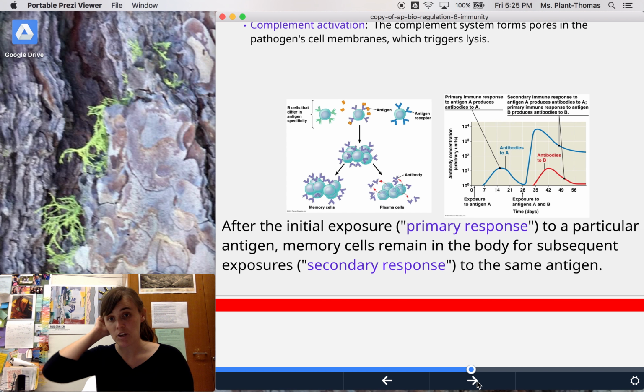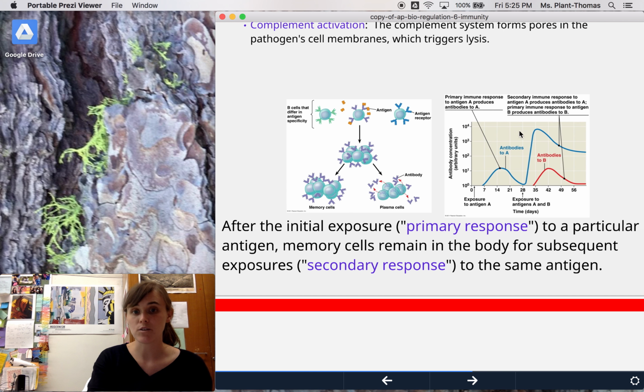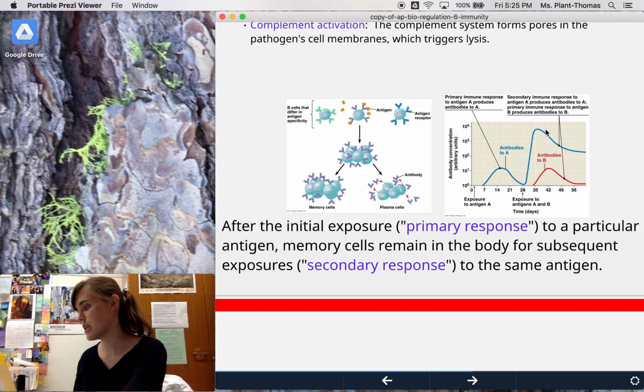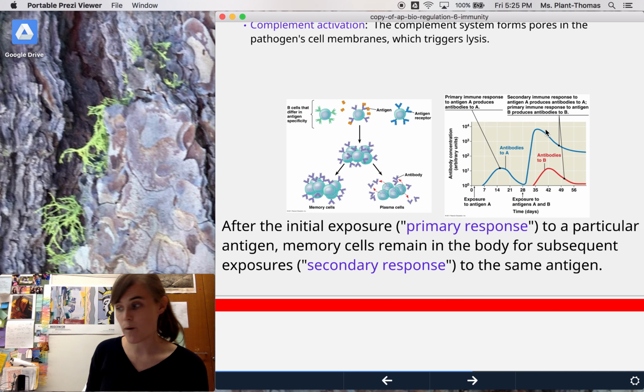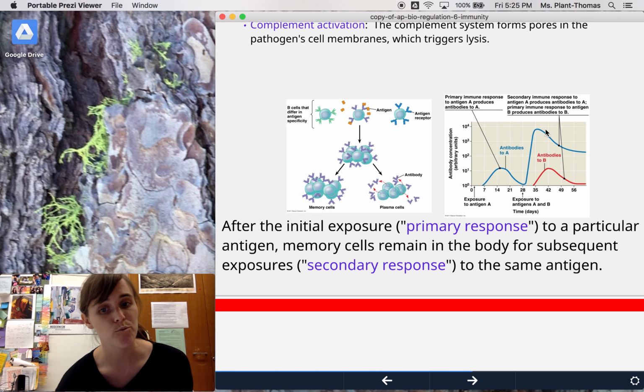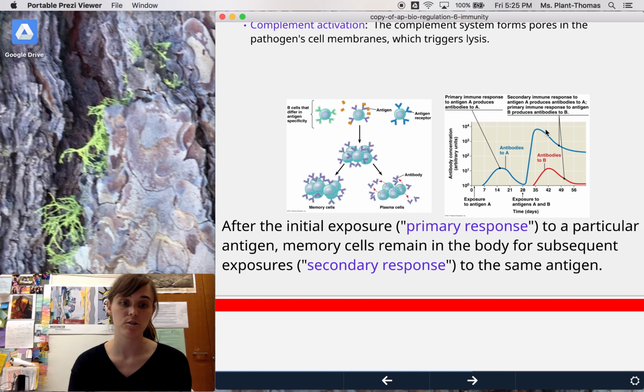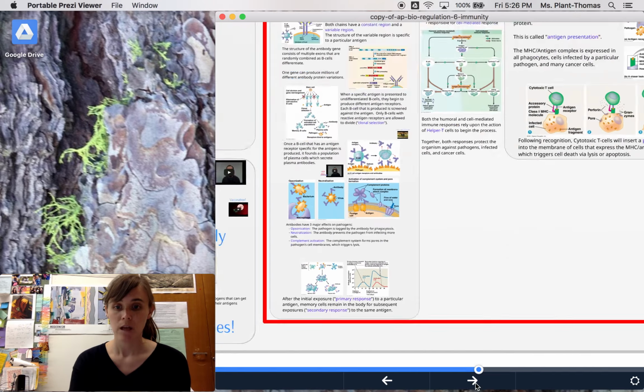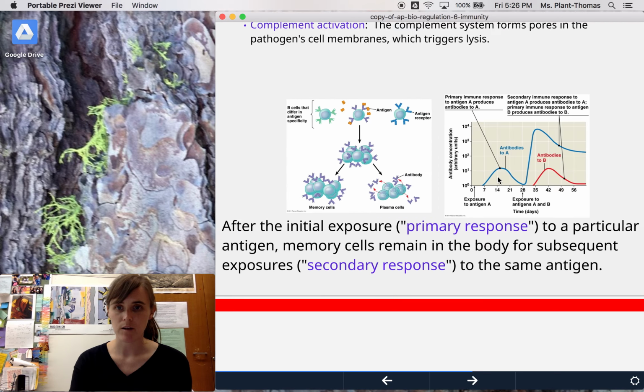Our last thing about the humoral response is this image, which is super helpful. I would definitely recommend it. Is that in the textbook? I'm sure it is, but I didn't flag the page. Oh, yes, it's on page 720, figure 35.12. This figure has to do with your primary and secondary response, which has to do with your memory B cells. Oh no, I don't want to go that way, I want to go back here.